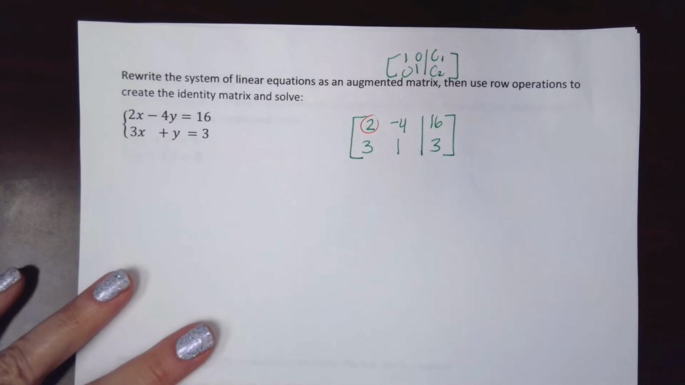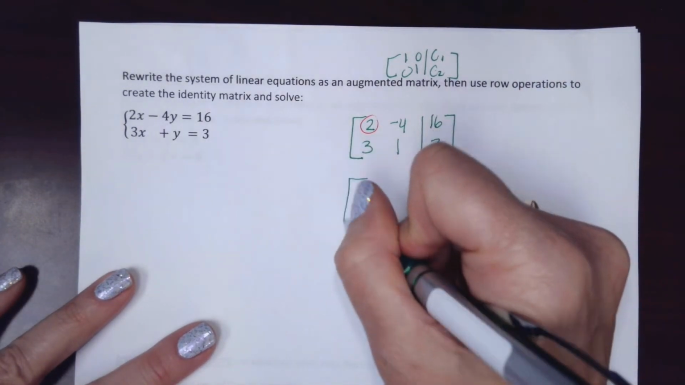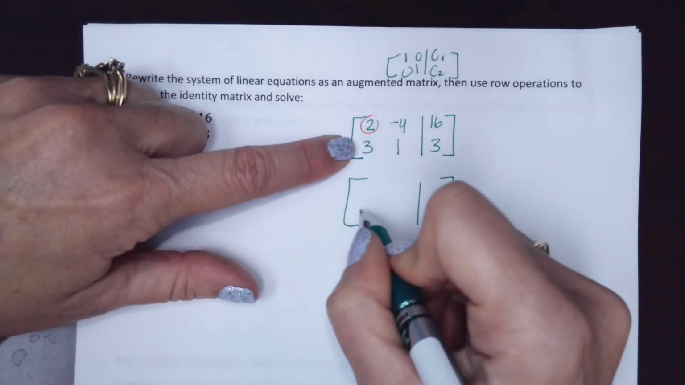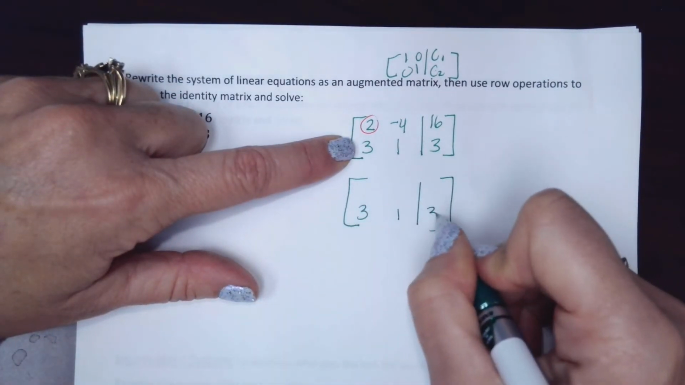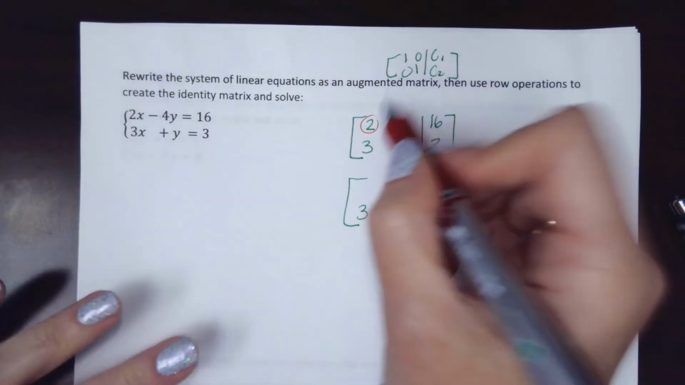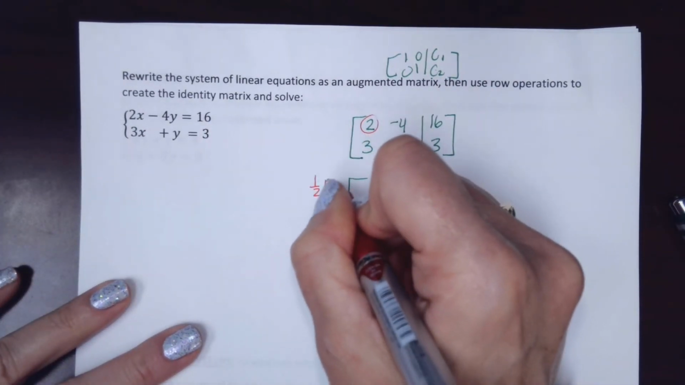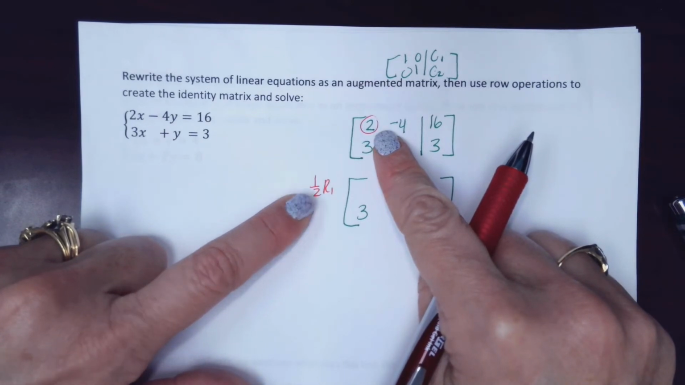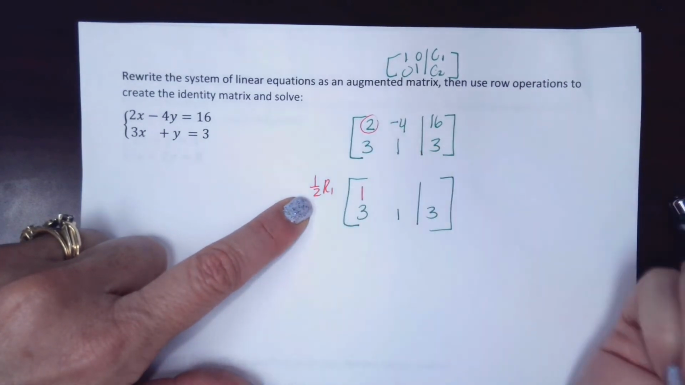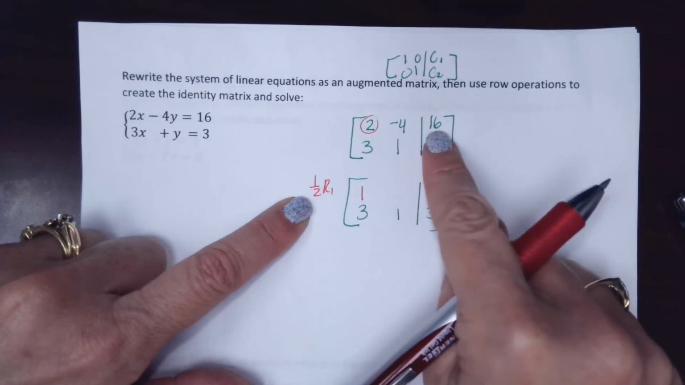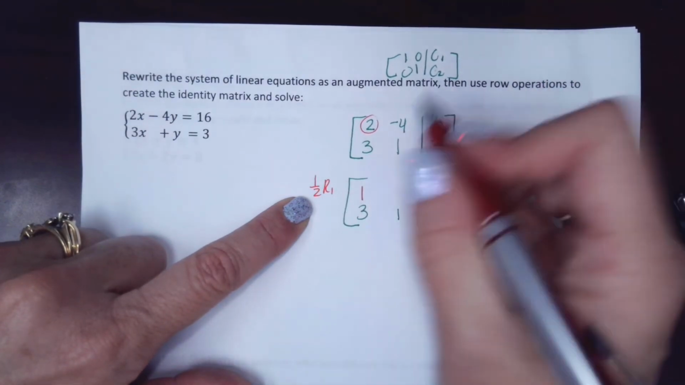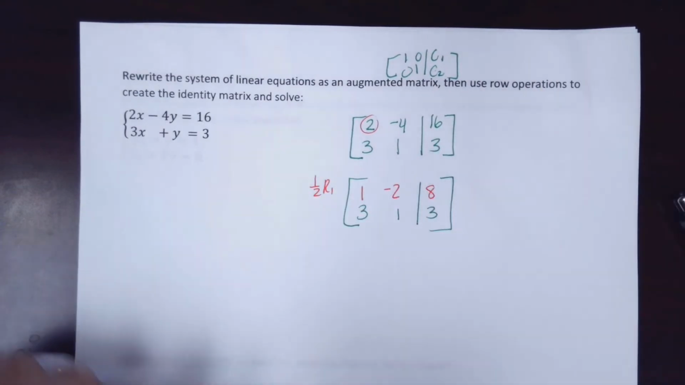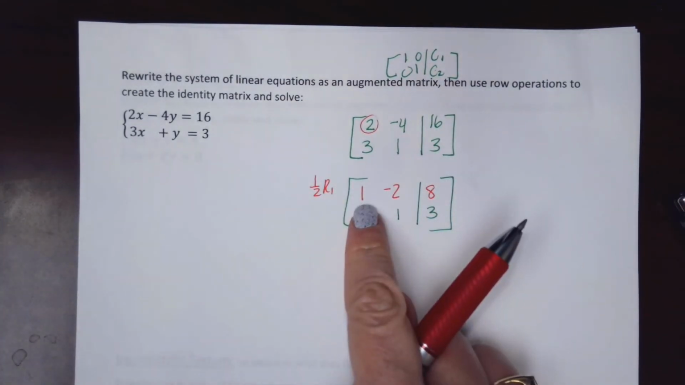Well, how do I get a 1? To get a 1, I multiply by the reciprocal. So I'm not changing the second row. I'm not working with it yet. I'm just going to multiply row 1 by the reciprocal of this first element so that I get a 1 there. 1/2 times 2 is 1. Then I go ahead and finish out my row. Half of negative 4 is negative 2, and half of 16 is 8. So I've got a 1 where I need it.